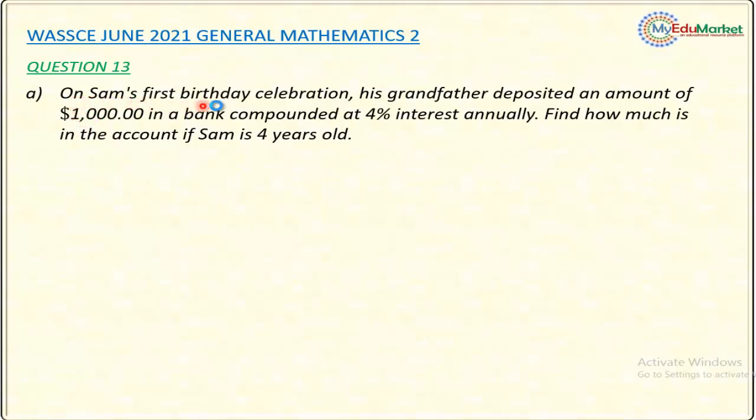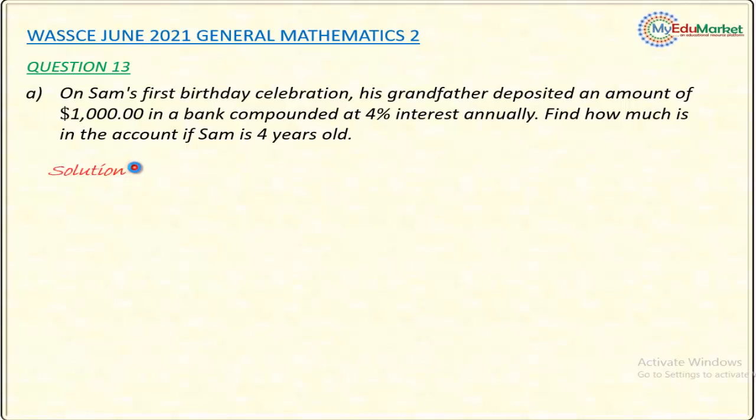On Sam's first birthday celebration, his grandfather deposited an amount of $1,000 in a bank compounded at 4% interest annually. The question asks us to find how much is in the account if Sam is 4 years old. So let me attempt to answer this question now.